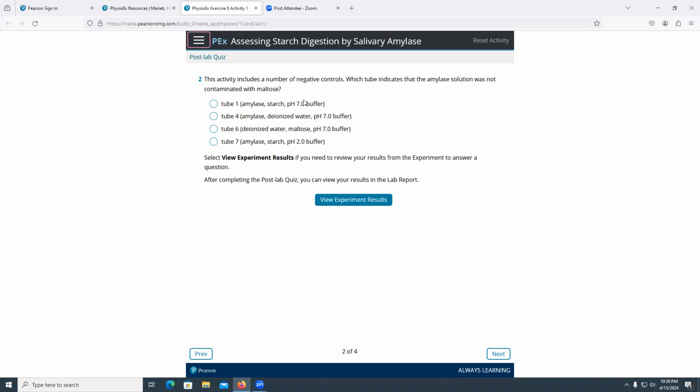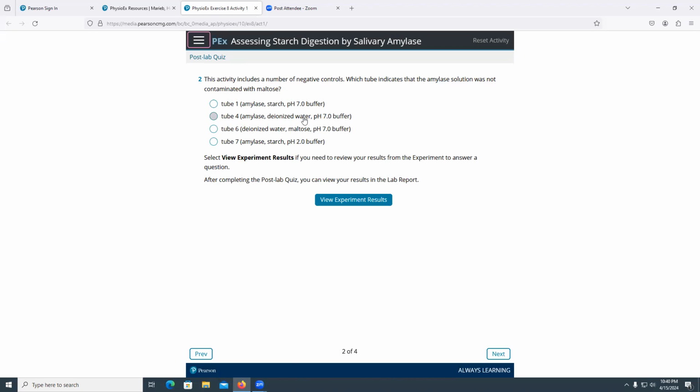That means obviously I should have a pH 7 buffer, and I should have my enzyme in there, otherwise I will not be able to have a reaction, and deionized water. So I must have amylase, and if I have amylase, I must not have starch, because amylase with starch will give me maltose, and that will be detected by Benedict. So 4 sounds like the good answer to me. In this tube, if I add amylase with water, there is no starch, so I'm never going to have maltose.